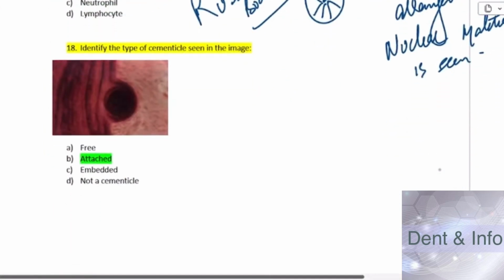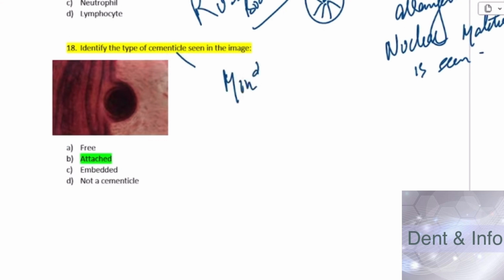Next question number 18. Identify the type of cementicles in the image. So they have told that this is the cementicles. What are cementicles? These are the mineralized products that are seen in PDL. The mineralized products seen in pulp are called denticles. In proximity to pulp, which hard tissue was there? Dentine. Now PDL is also soft. In proximity, which hard tissue is present? Cementum. So we are calling them cementicles.